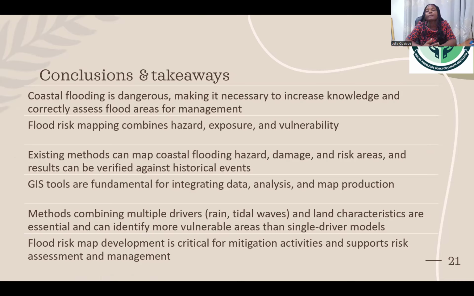So like I was saying, if you're just going to consider just the one aspect of the physical characteristics, to say that just because an area or a community is close to the coastal area or not, it is prone or it is not prone, what we're saying here is that you have to utilize a lot more other variables or drivers than a single one. And flood risk map development is very critical for mitigation activities and supports risk assessment and management.